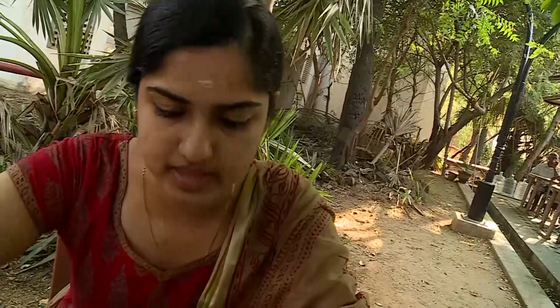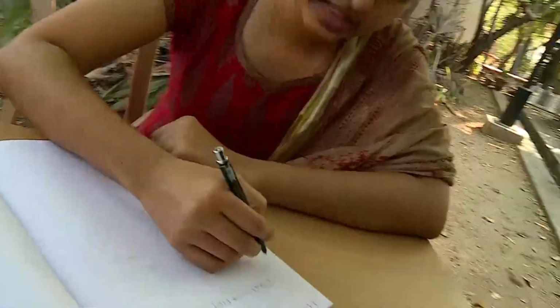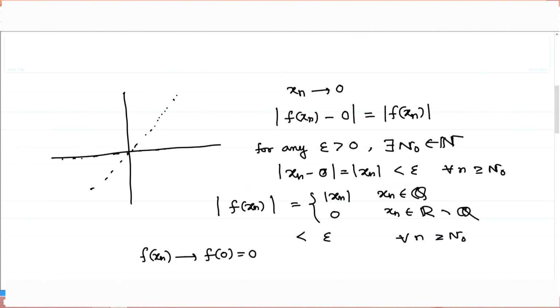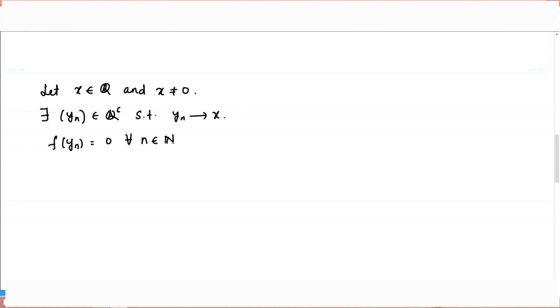Let me show that it is not continuous at the other points. First, let me start with the rational points. Again, I will use the sequence criterion. Let x be a rational number and x not equal to 0. There exists a sequence yn which is completely in the set of irrational numbers such that yn converges to x. Now, f of yn is equal to 0 for all natural numbers n, because the function is defined as 0 on the set of irrational numbers.